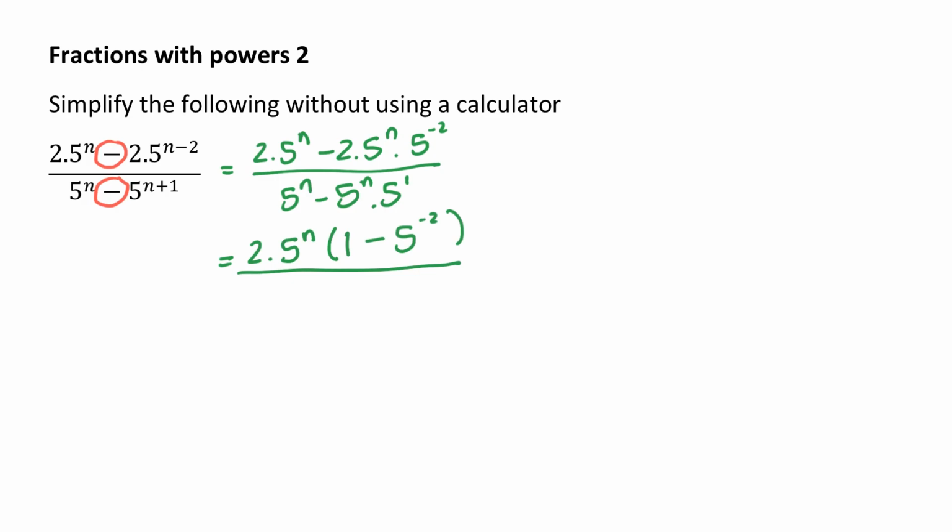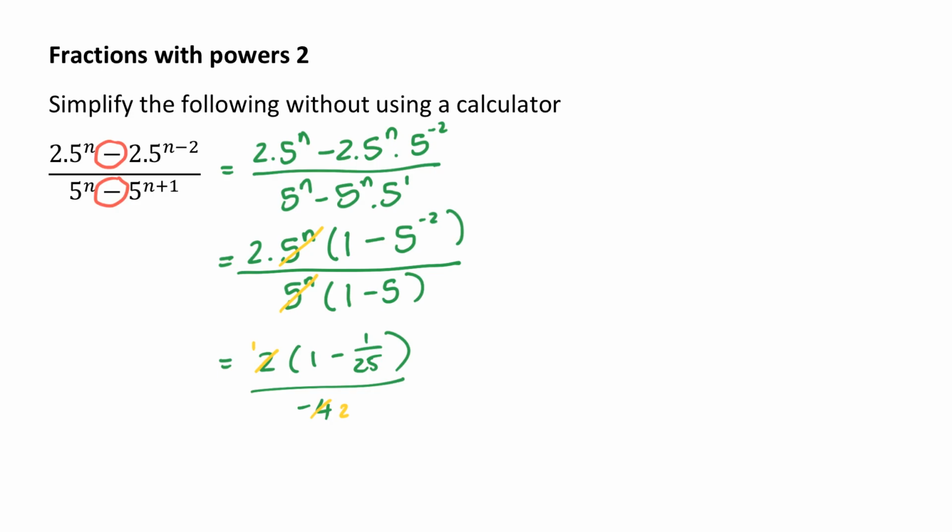And in the denominator, I also need to factorize because it's two terms. 5 to the power of n, 1 minus 5 to the power of 1, which is 5. Now I can divide numerator and denominator by 5 to the power of n. Now the question asks me to use no calculator, so I'll have to show all my steps to finish simplifying here. So I'm going to get 1 minus 5 to the power of negative 2, 1 out of 25, over 1 minus 5 is negative 4. I have one term at the top and one term at the bottom, so I can divide numerator by 2 and denominator by 2. So let's finish up.